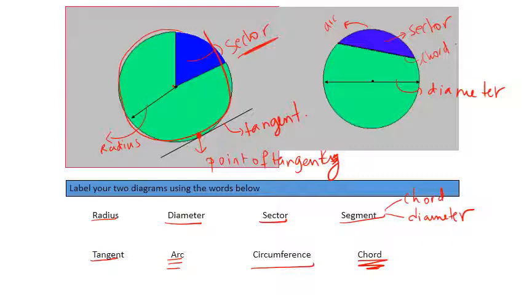Now what's an arc? The arc is this part of the circumference. And what's the circumference? It's the whole circle. Now what's a chord? This is a chord. It's a segment that cuts the circle at 2 points without passing through the center.